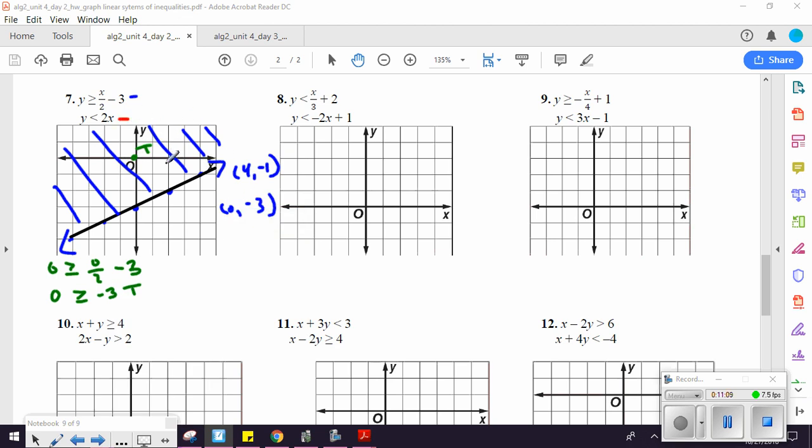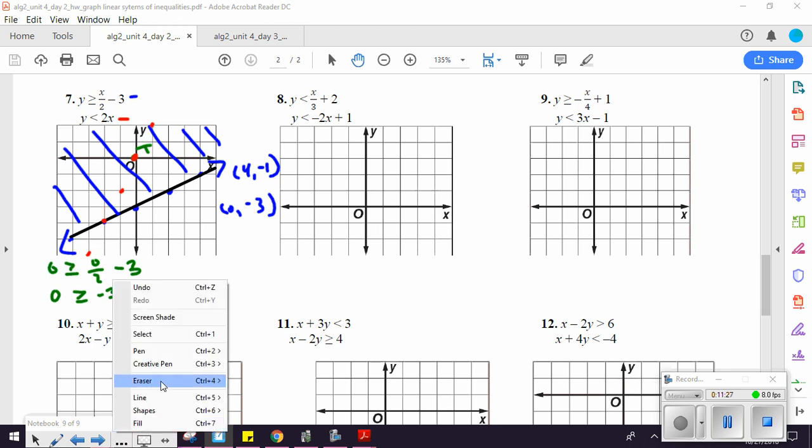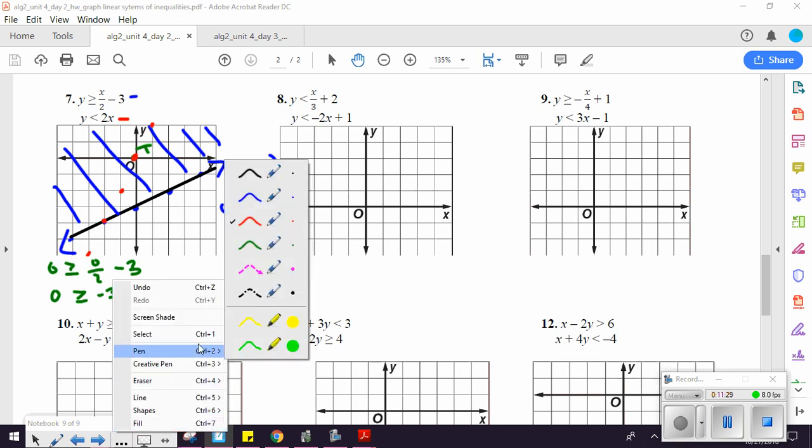All right, the next inequality has a y-intercept of 0 and a slope of positive 2 over 1. So I can't use 0, 0 for this test point. This is a dashed line.